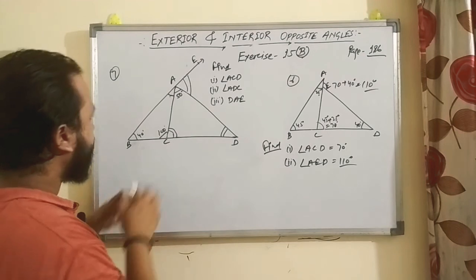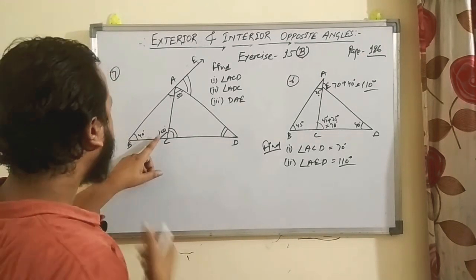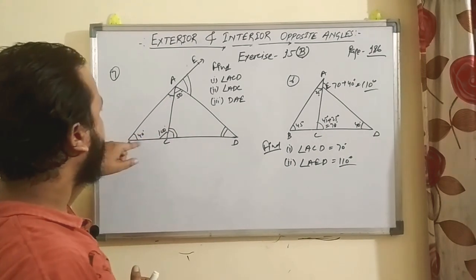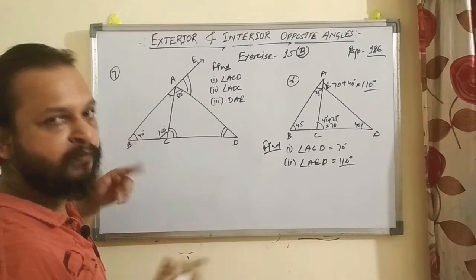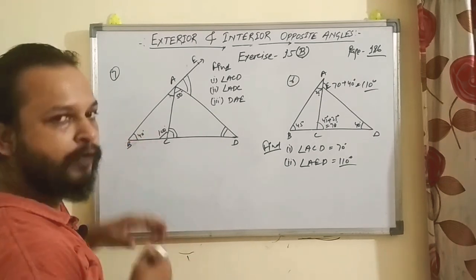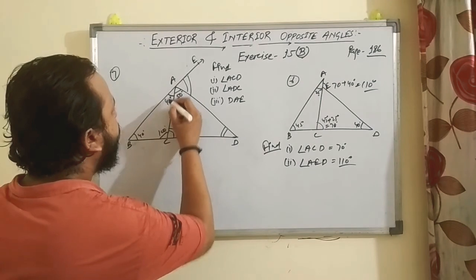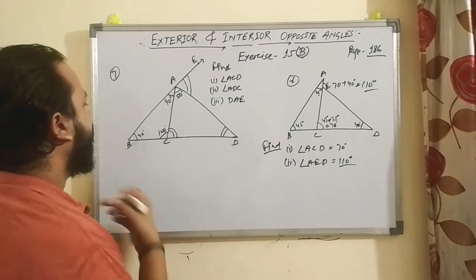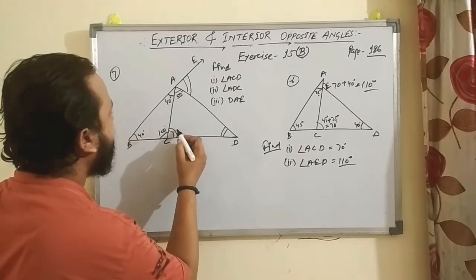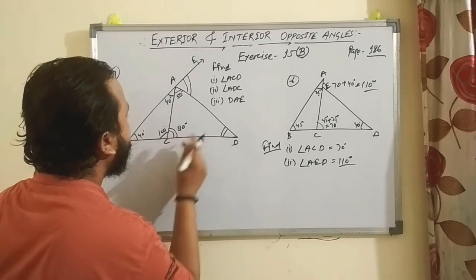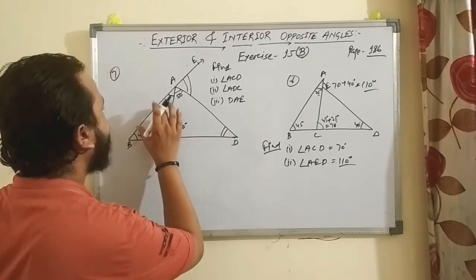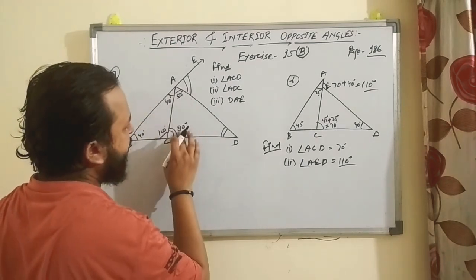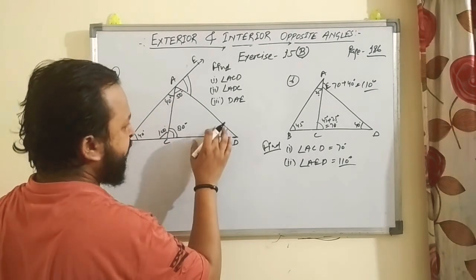So two angles are given, right? So 100 plus 40, 140. Sum of angles of a triangle ABC is 180 degrees. So 180 minus 140 equals 40 degrees, right? So if this is 40 degrees, this is 40 degrees, it means this angle must be 80 degrees. Because this angle is the sum of these two opposite interior angles. So here 50 degrees and 80 degrees are given. This angle you have to find out.